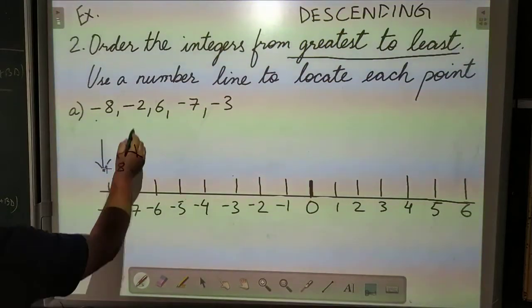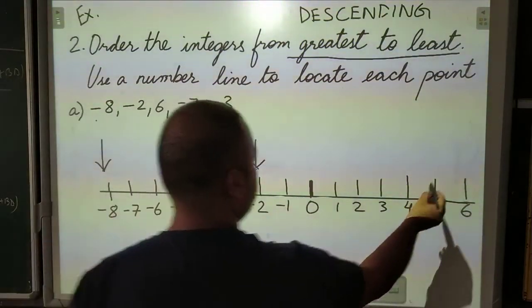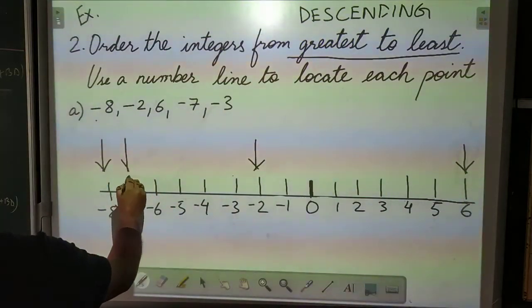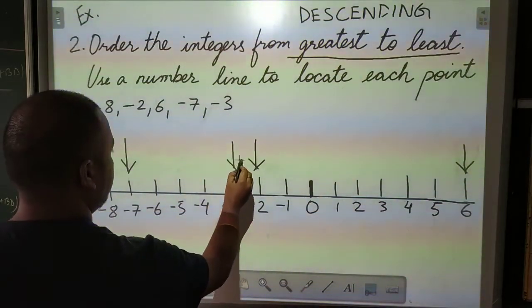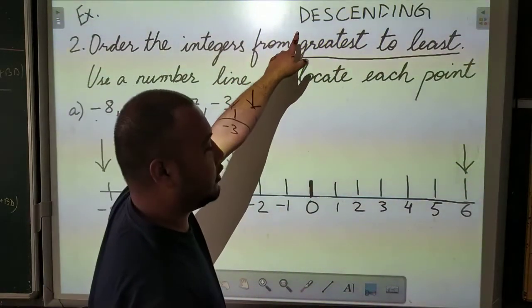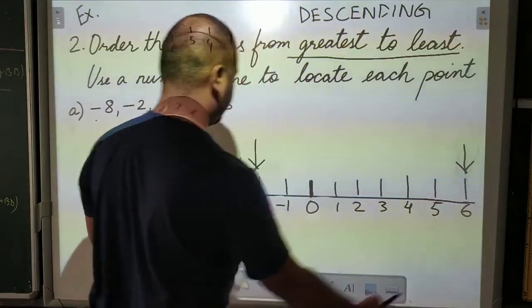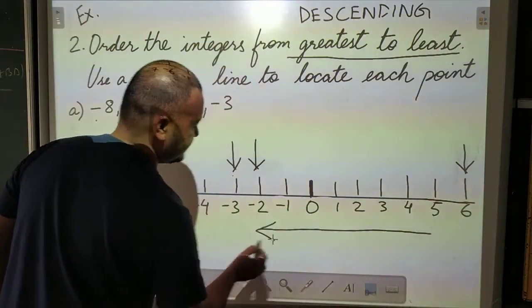Minus 8, minus 2, then 6, minus 7, minus 3. So since it is in descending order, you know that the numbers on the right side are bigger and the numbers on the left side are smaller. So you have to go this way for descending order.